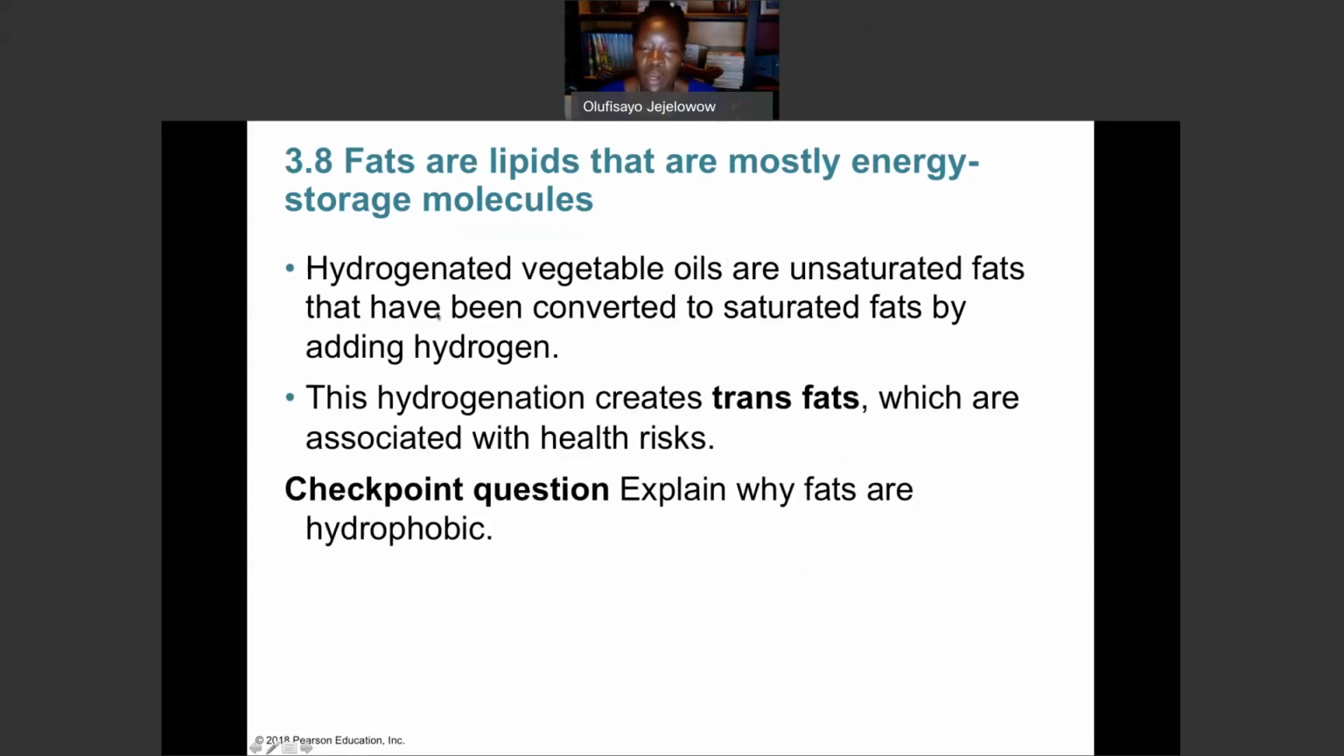saturated fat. So margarine, I Can't Believe It's Not Butter, all of those products are actually vegetable oils that have been saturated with hydrogen so that they solidify and they can become spreads that we can eat. This hydrogenation, however, creates trans fats, which are associated with health risks. So again, I will email you a video to watch on trans fat and our health.